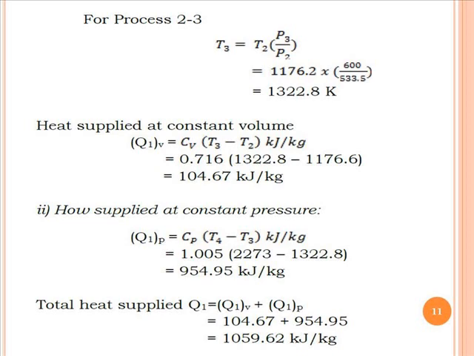The second task is heat supplied at constant pressure. So heat supplied Q1 at constant pressure is equal to Cp into T4 minus T3, where Cp is 1.005, T4 is 2273 and T3 is 1322.8. So based on that we will get heat supplied at constant pressure, that is 954.95 kilojoule per kilogram, and based on that the total heat supplied Q1 is equal to Q1 at constant volume plus Q1 at constant pressure. So when we add those two heats we will get the total heat supplied, that is 1059.62 kilojoule per kilogram.